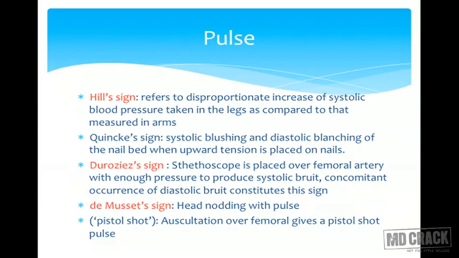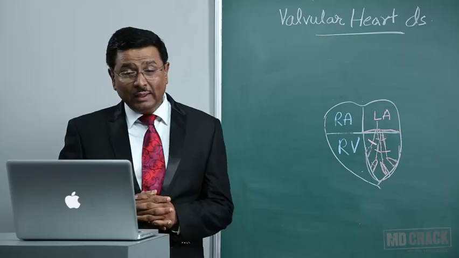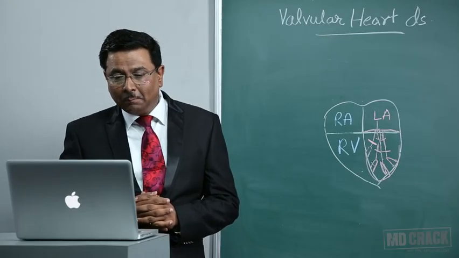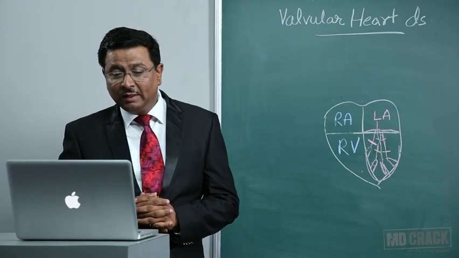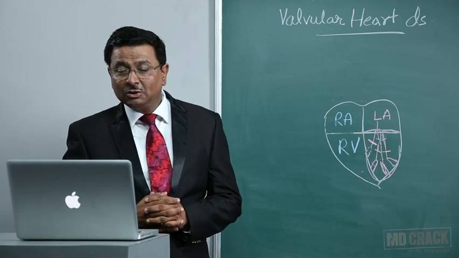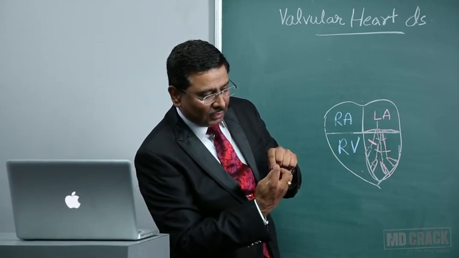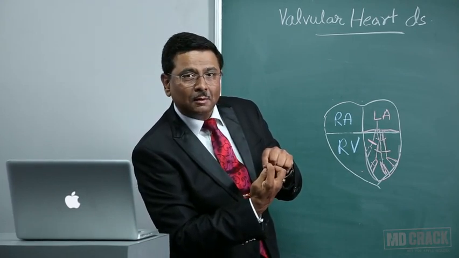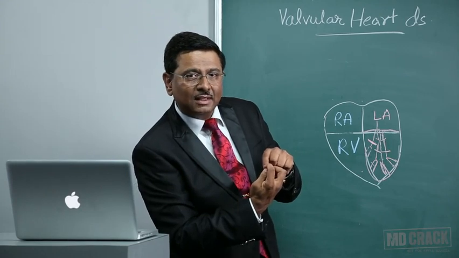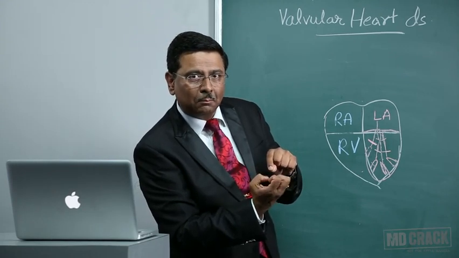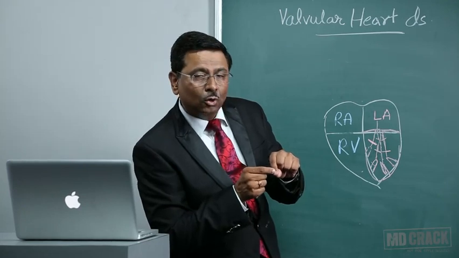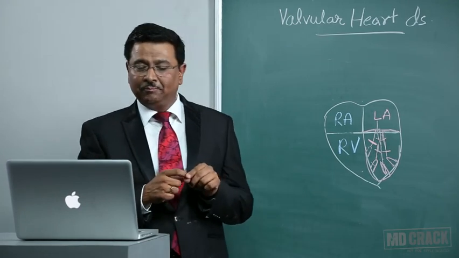Now there is Hill sign. Hill sign refers to a disproportionate increase of systolic blood pressure taken in the legs as compared to that measured in the arms. Then Quincke's sign: systolic blushing and diastolic blanching of the nail bed when upward tension is placed onto the nails. Normally when we place this upward tension onto the nails, we see blanching. But in aortic regurgitation, there is alternate blushing and blanching, which you can see on the nail bed. That is Quincke's sign.